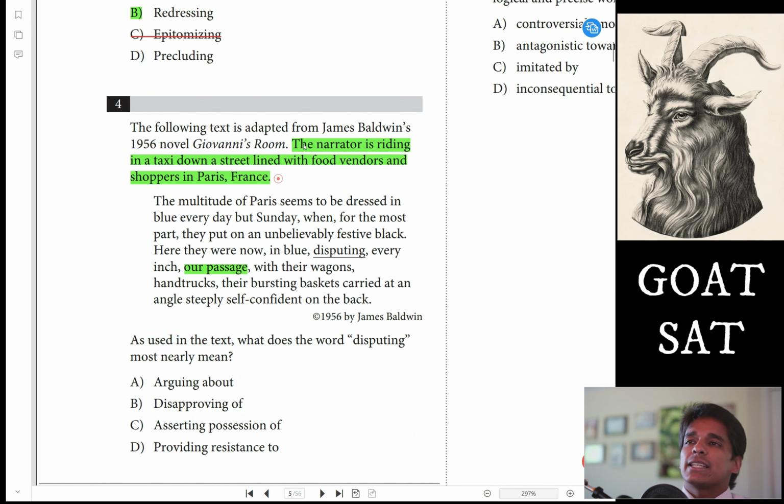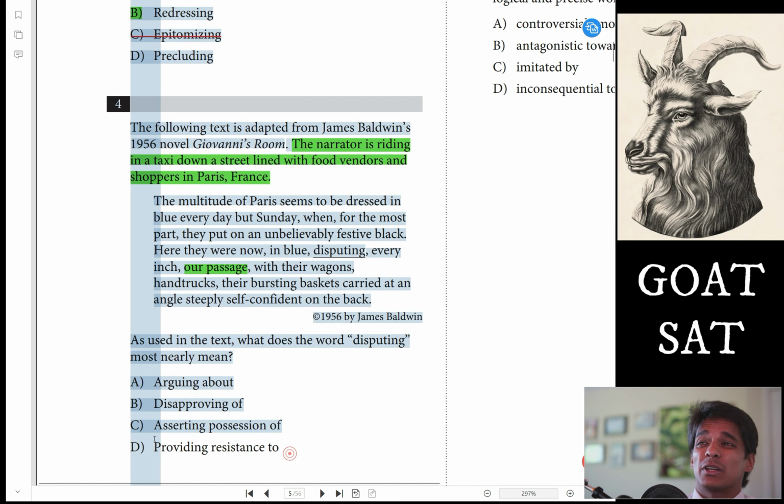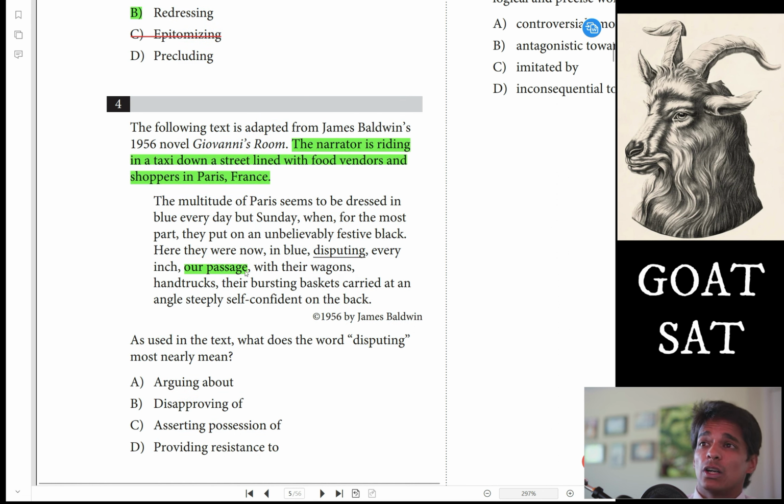Because we're reading this up here, we actually can see the setting. And when you reread this, here they were now in blue. They were disputing them not physically, but because they were in their way. The street is lined with food vendors, right? So it's really more closely providing resistance to our passage. See how visualizing this in your head should help you answer this correctly?